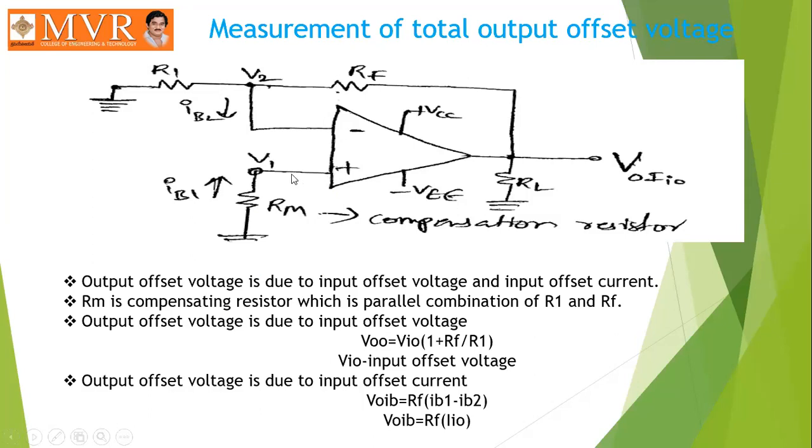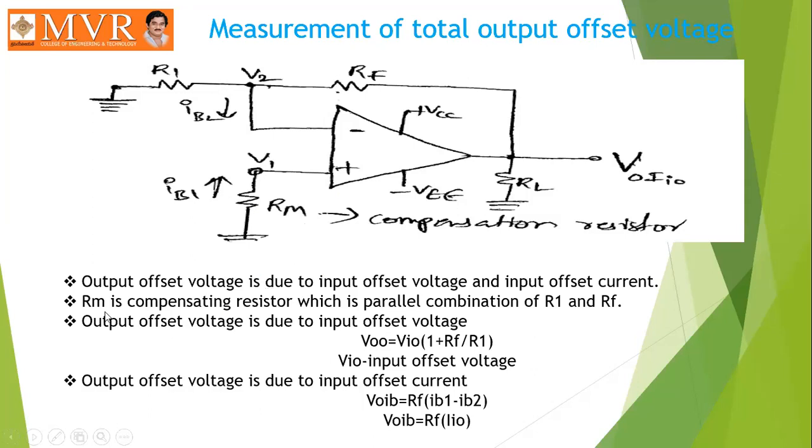And for the non-inverting terminal, we take an RM resistor, which is nothing but a compensating resistor. This RM value is the parallel combination of these two resistors, R1 and RF. So RM is equal to R1 into RF divided by R1 plus RF. We connect this resistance at the non-inverting terminal, and this node we consider as V1.